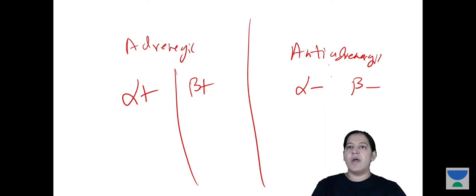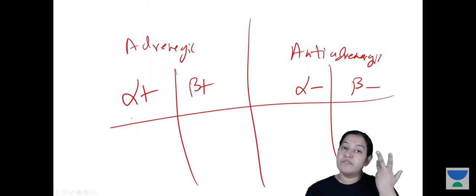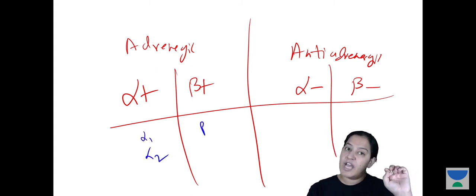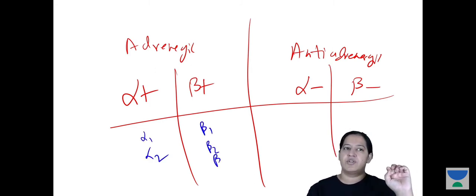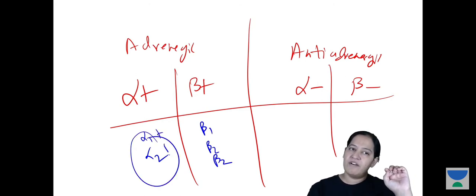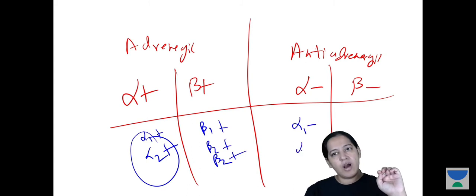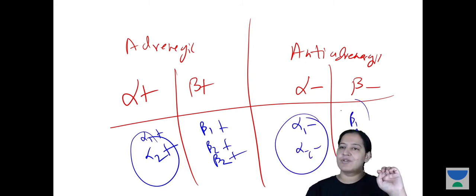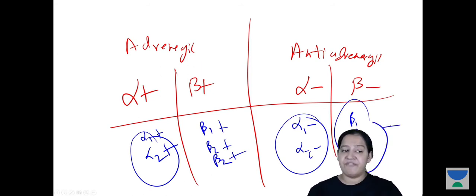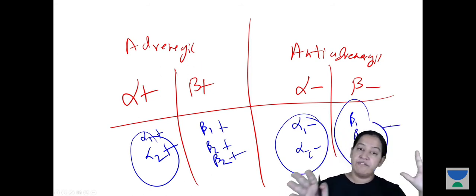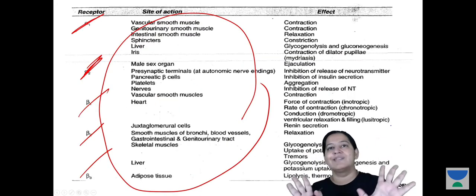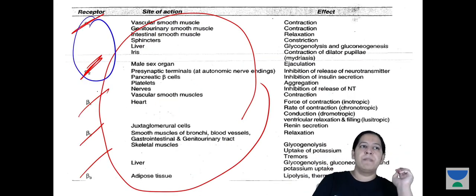For that, you have to understand which receptor is present on which organ. There are 2 types of alpha receptors, alpha 1 and alpha 2, and 3 types of beta, beta 1, beta 2, beta 3. These will stimulate alpha 1, alpha 2. These will stimulate beta 1, beta 2, beta 3. These will block alpha 1 and alpha 2. These will block beta 1, beta 2, beta 3. All 4 chapters will become highly simplified if you understand which receptor is present on which organ. So you have to learn this table: alpha 1, alpha 2, beta 1, beta 2, beta 3.